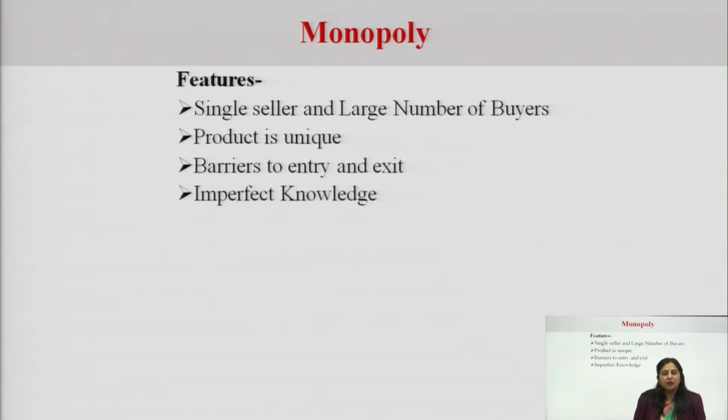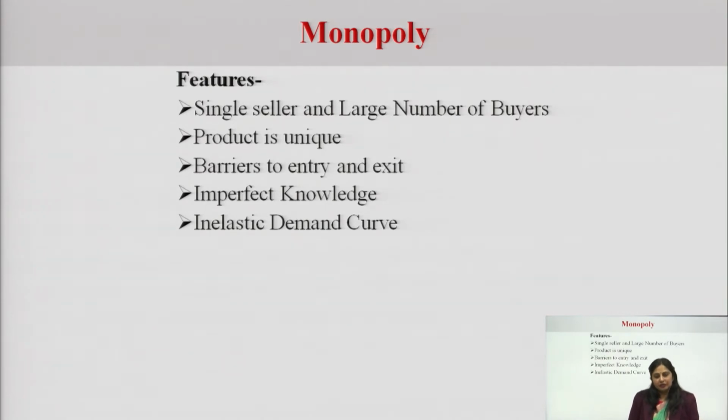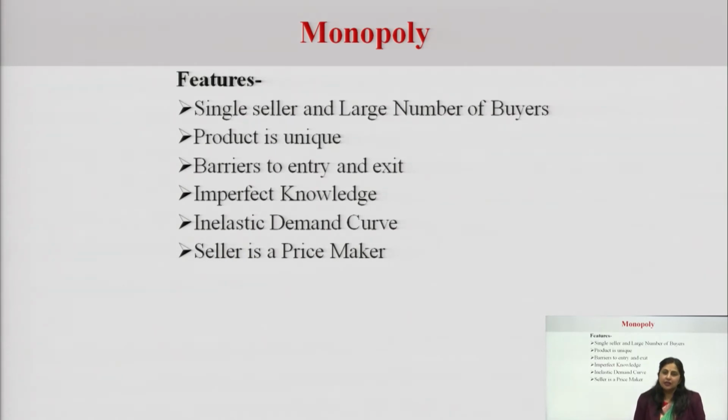There is imperfect knowledge: there is a single seller, but the buyers do not have perfect knowledge of the market. The demand curve is inelastic; it is not perfectly inelastic, it is elastic, but the elasticity is less than 1. The seller is a price maker because he is the only player in the market, he can easily decide what should be the price of his product.